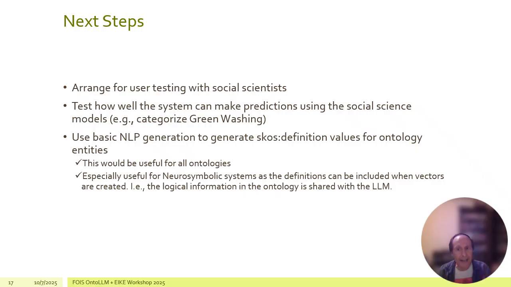And I think it would be really interesting and useful to generate those definition values automatically. And I don't think it would be that hard to do. So I think number one, this would be useful for all ontologies, because it would be a nice way to get a head start at doing your documentation. You can at least get an initial definition generated for you. But of course, it's especially useful for neurosymbolic systems, because that's one way of communicating the information from the knowledge graph to the large language model.